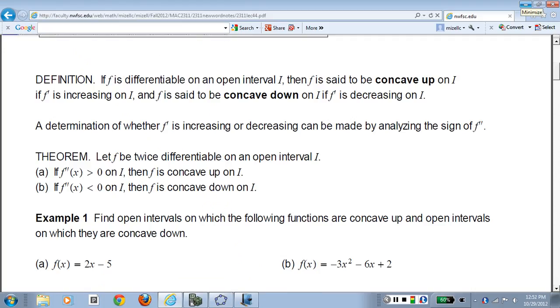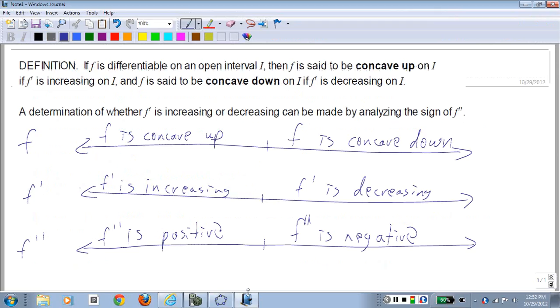We have a theorem, and basically I've already summarized the theorem in what I've said here. If f double prime is positive on an open interval I, then f will be concave up. Of course, the second derivative needs to exist, so f has to be twice differentiable. If f double prime is negative on an open interval I, then f is concave down on that interval, and that is summarized right here from top to bottom. F double prime is positive, f is concave up. F double prime is negative, f is concave down.